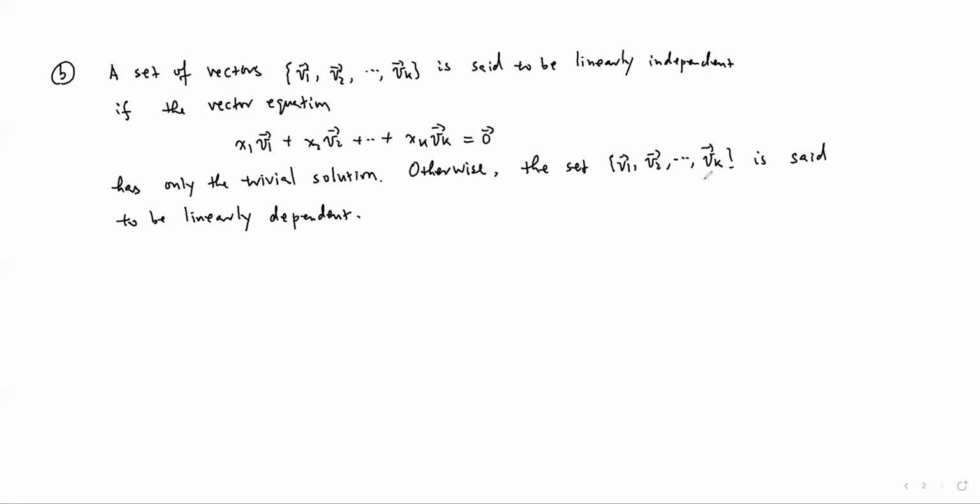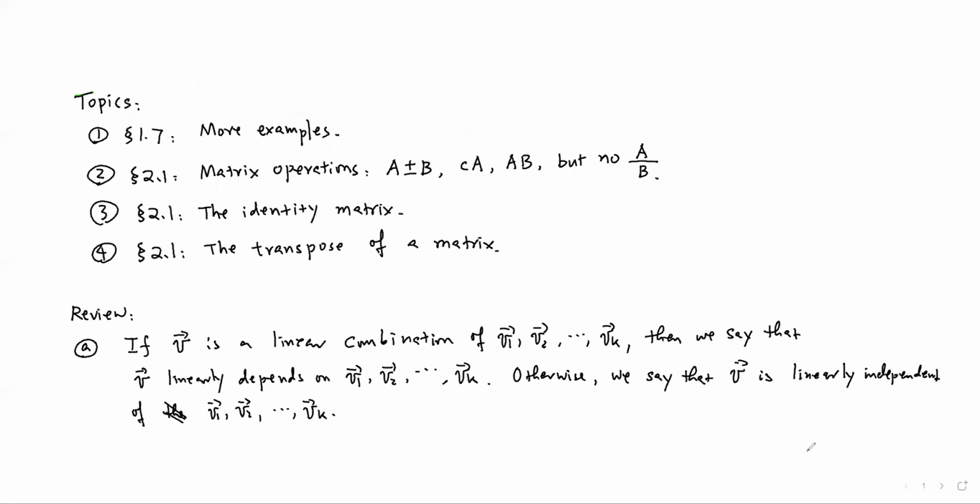Now, topic 1. More examples. Let me show you more examples. Example 1. Let be given 4 vectors. V1, 1, negative 2.